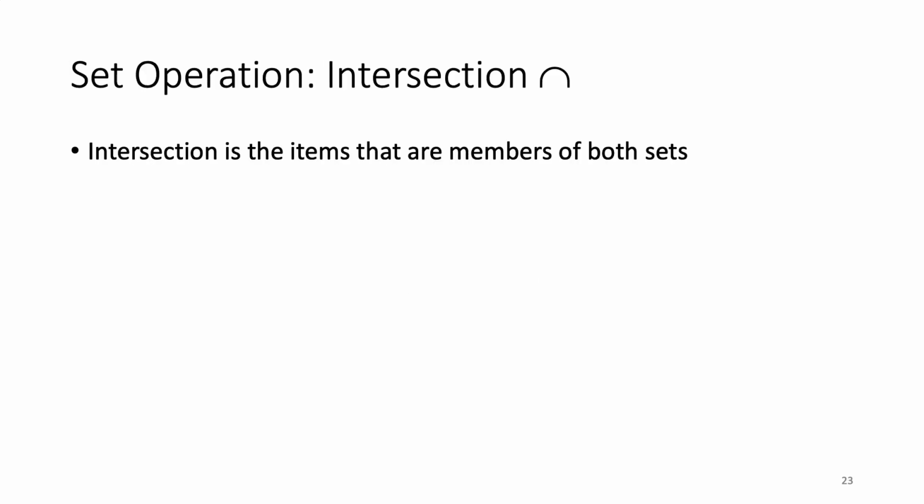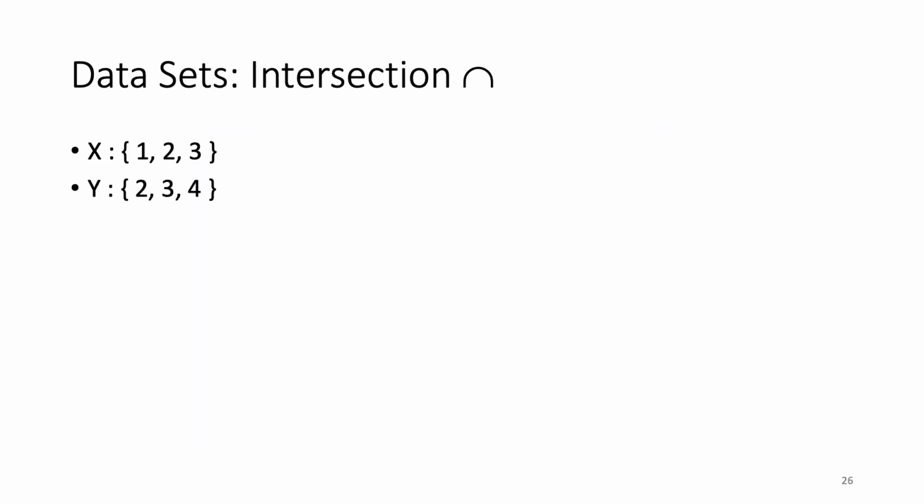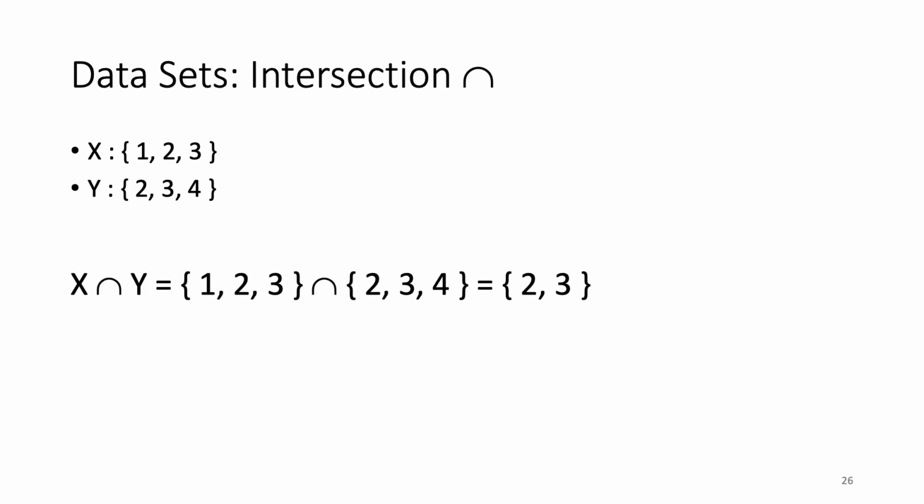The intersection, conversely, is the items that are members of both sets. So only items that appear in both sets. In this case, it will only be the intersection within the Venn diagram where both set A and set B overlap. Items which are members of set A and set B will appear within that intersection. Likewise with notation, {1, 2, 3} and {2, 3, 4}, we will end up with the intersection of X and Y being 2 and 3, because those are the two items that appear in both sets.